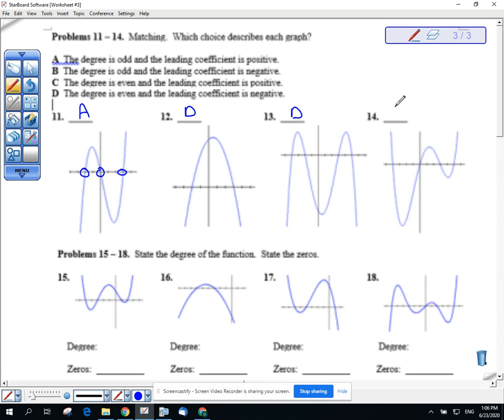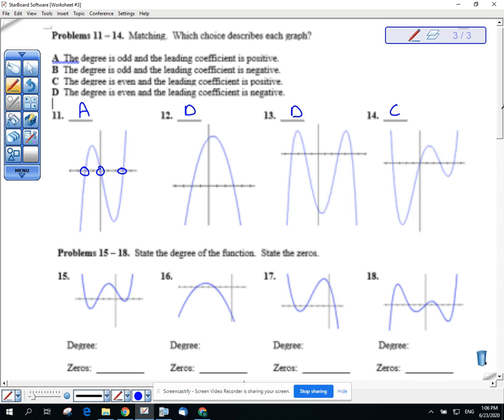Okay, and then 14 is going to be C, opening up. It looks like a quartic like this one, but it's opening up. So the degree is even and the leading coefficient is positive.